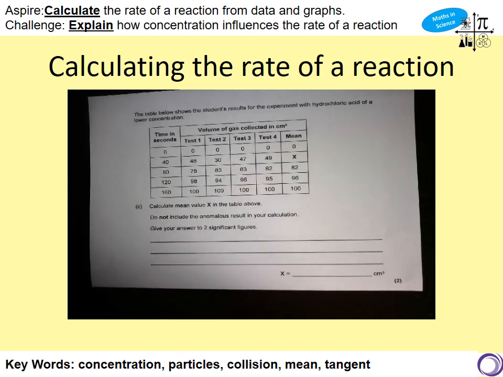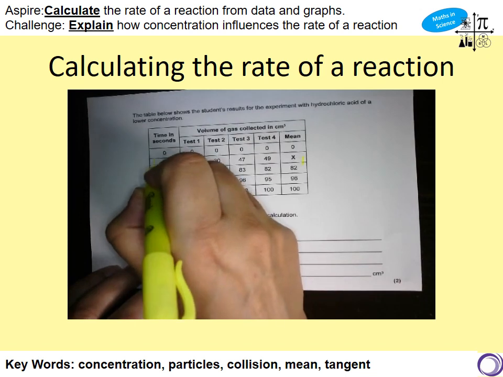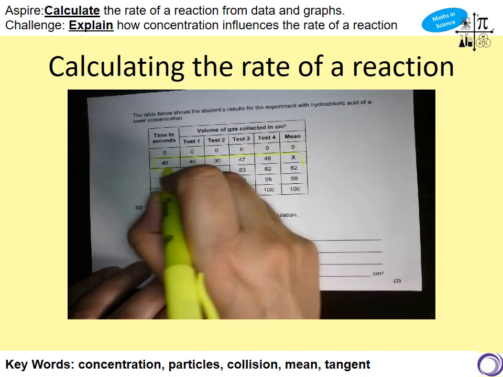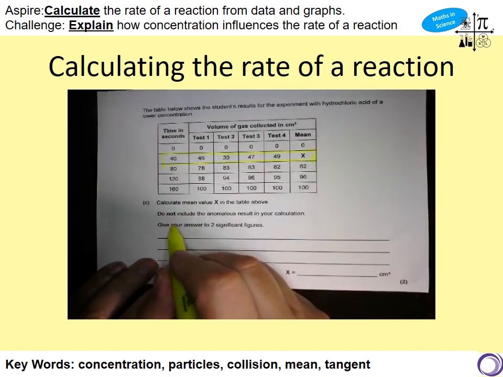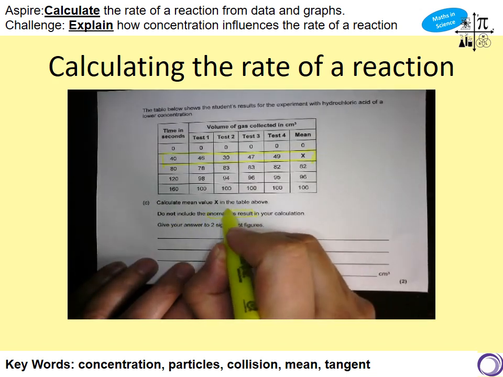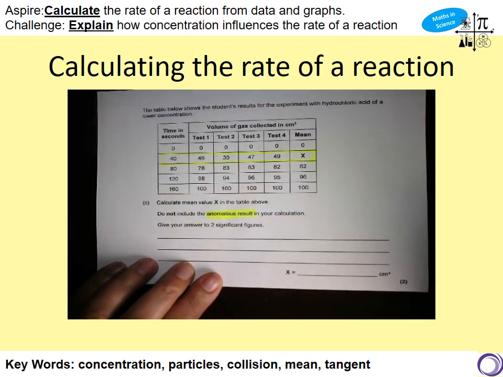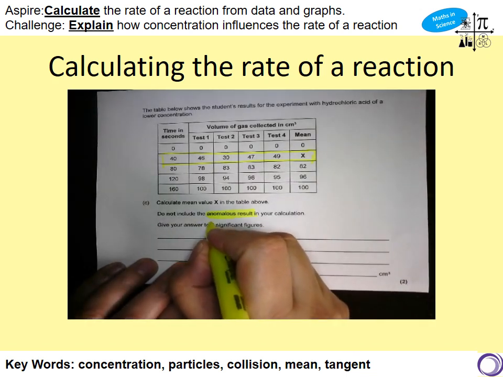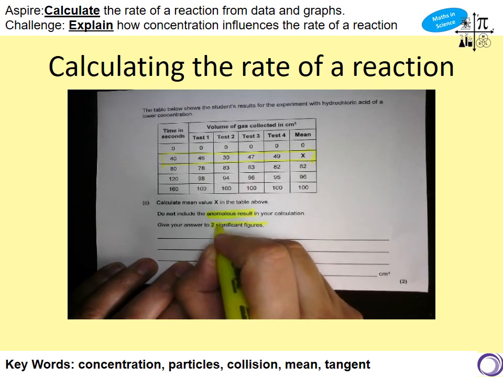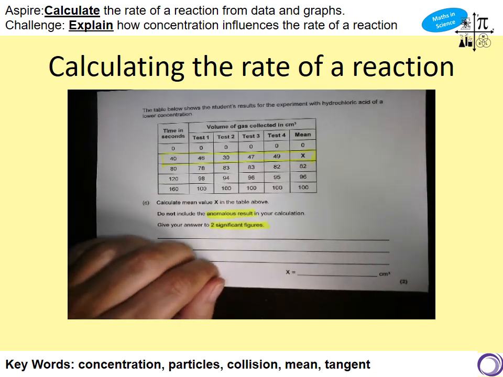Secondly, the question asks you to calculate the mean value of x, so we're looking at this column, this row here. It says do not include any anomalous results. That's important. They often put these in science exams just to try and catch you out a little bit. And then the other thing to note is that they want their answer to 2 significant figures. Okay, they're all important things.